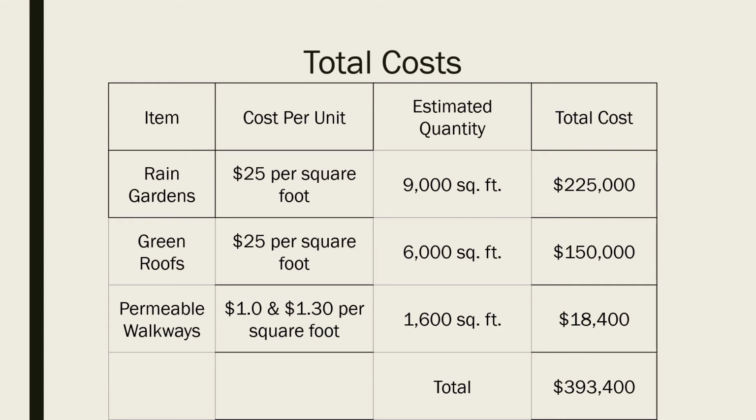The green roofs are divided amongst 2 different structures. The total would be 6,000 square feet at $25 per square foot per roof. So that adds up to $150,000. The permeable walkways add up to a total of 1,600 square feet with a grand total of the project cost of $393,400.